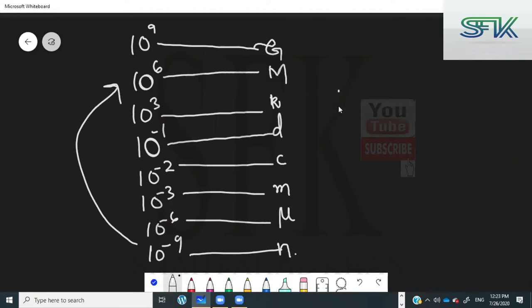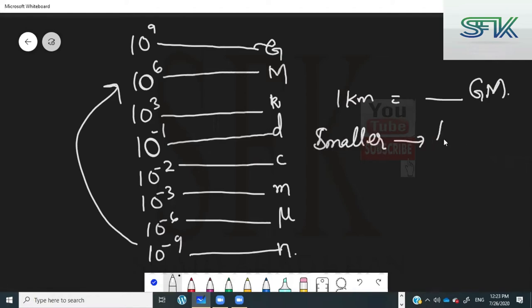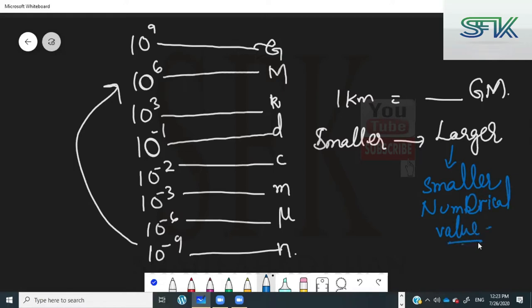For example, if you are going from 1 kilometers to, let's say, how many gigameters, how do you do that? Now guys, remember, whenever you are going from a smaller prefix to a larger prefix, the larger prefix will have a smaller numerical value. That's the rule. It will have a smaller number as compared to the smaller prefix from which you are going. The smaller prefix will have a larger number written to it. Now let me explain that.